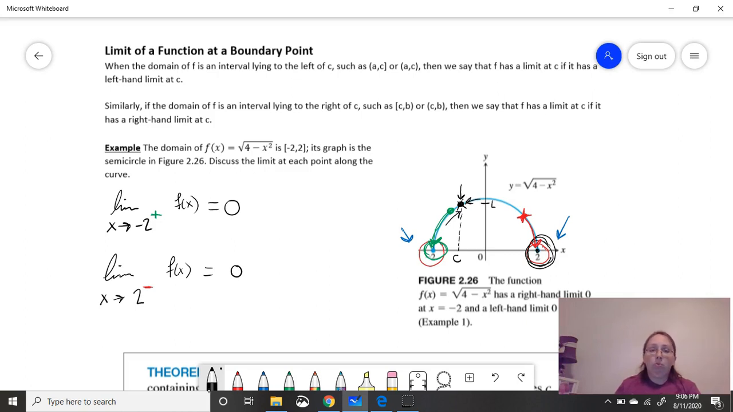No matter what point you look at on this curve, if you approach from the left and you approach from the right, you end up at the same limit value. The only points that were really interesting in this case are actually the boundary points. Everything else has a limit, and the limit would exist.